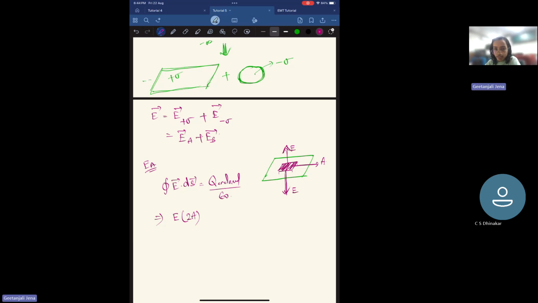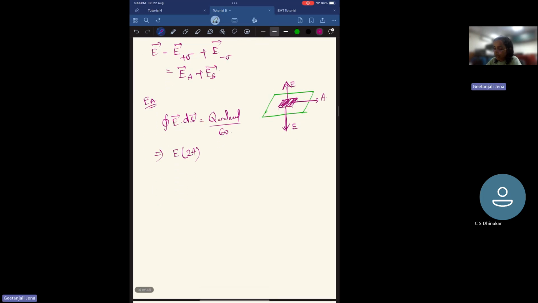Okay, you have already solved it, I think. Let me see whether your answer is correct. Yes, good, your answer is correct. Then let me solve it. Q enclosed will be sigma A, so E will be sigma by 2 epsilon naught. This is for the large conducting plate.